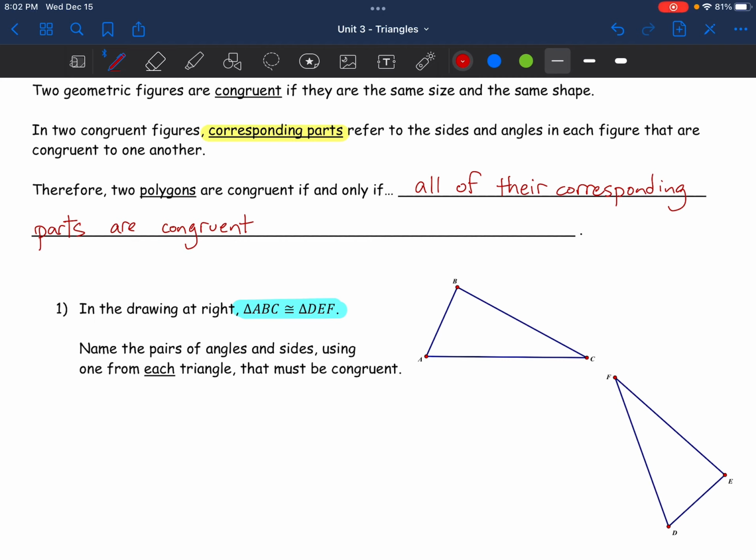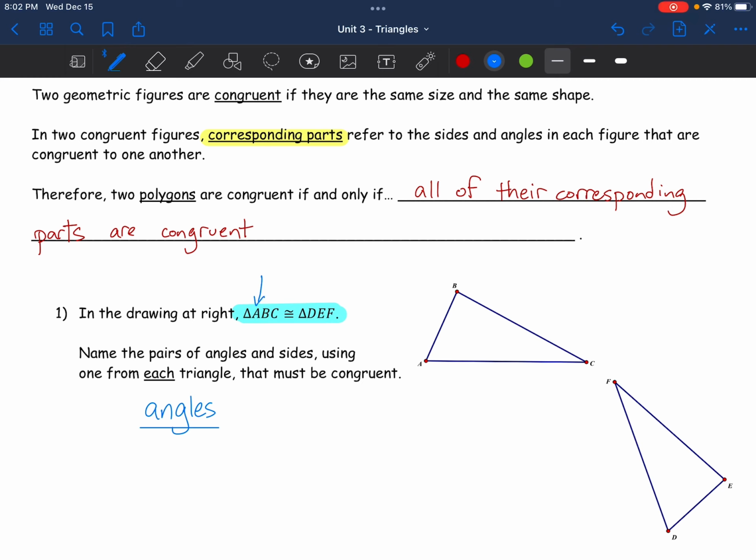very specific order. Luckily, if we have a statement like the one that we see here, triangle ABC is congruent to triangle DEF, and I'm asked to name the pairs of angles and sides, using one from each triangle, that must be congruent, this actually isn't going to be nearly as bad as you're thinking, because our congruence statement, if it is true, already tells me what I need to know. I see angle A right here in this corner of the triangle, or as the first letter in the triangle that's named, triangle ABC. And I know that angle A needs to have a congruent match in the other triangle.